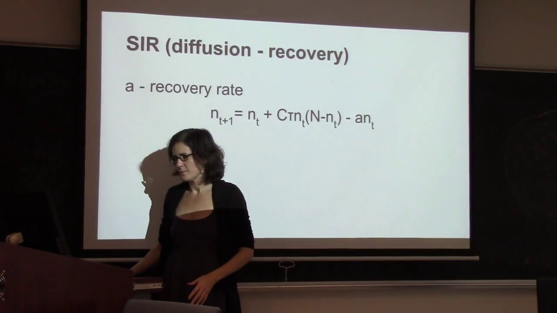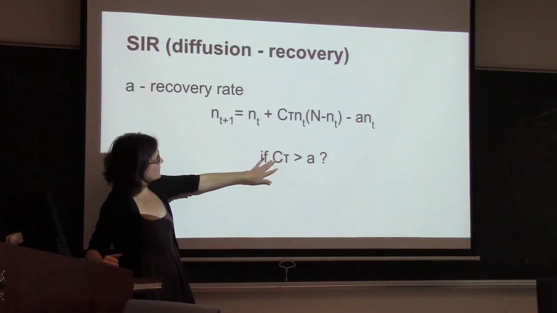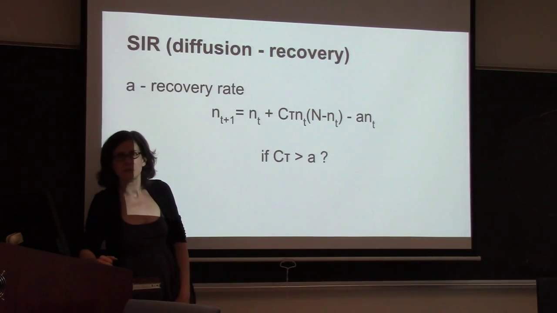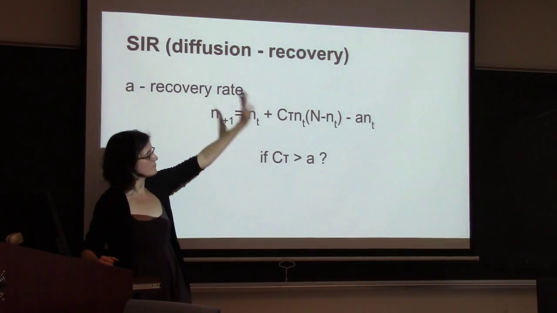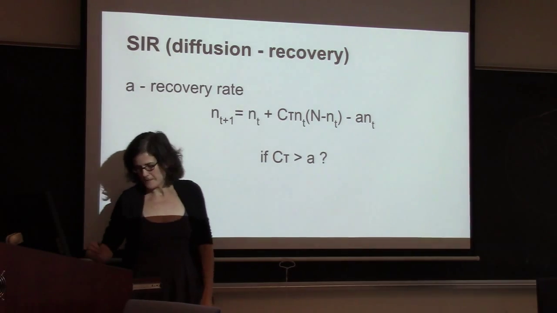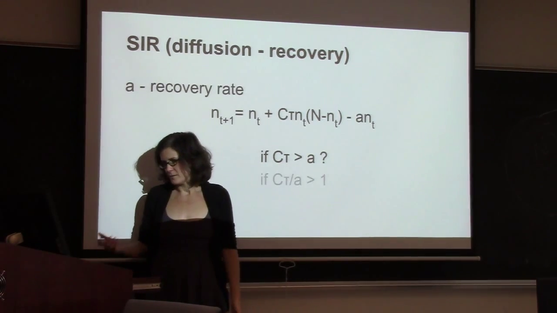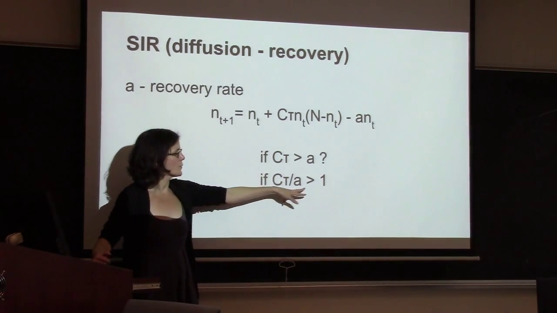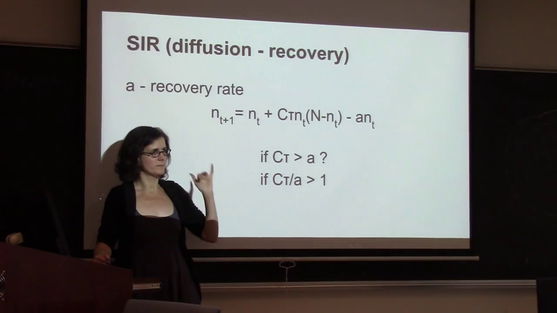So you've got these 4 models. And the interesting thing here is what happens when the contact transmission rate is greater than the recovery rate. Exactly. You'll have an epidemic. It'll spread pretty nastily. Another way of saying this is to divide both sides by A. So CT is greater than A, or CT over A is greater than 1. The same, right? You get an epidemic. Questions?